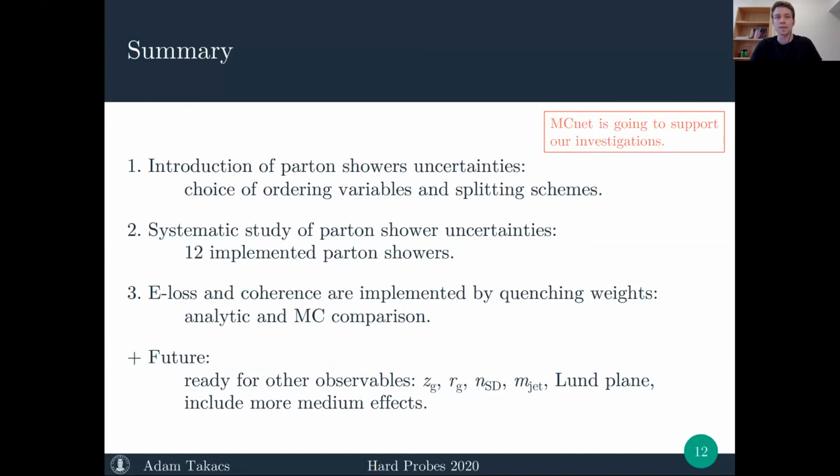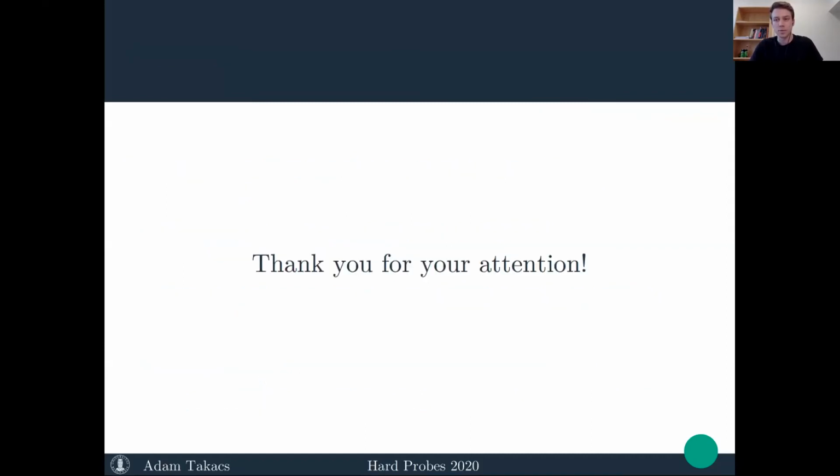It is great news that our work has interested even the PP community, and further results will come under the support of MCnet. In the future, of course, we would like to get closer to heavy ion applications and improve our model with a more detailed medium description, while strictly keeping the analytical understanding at the same time. So thank you for your attention.